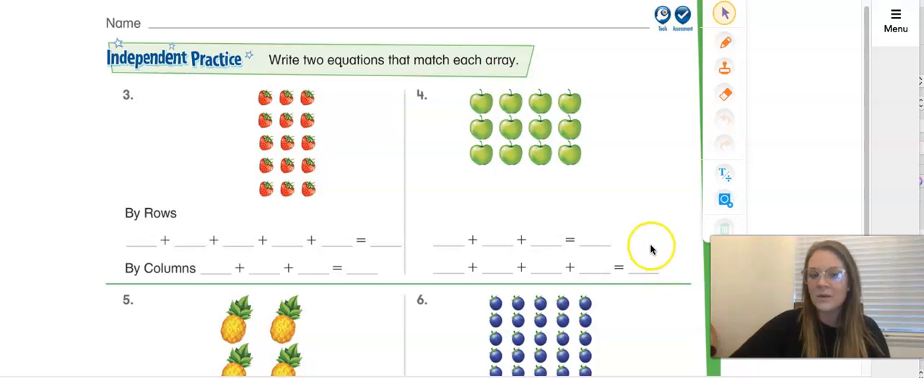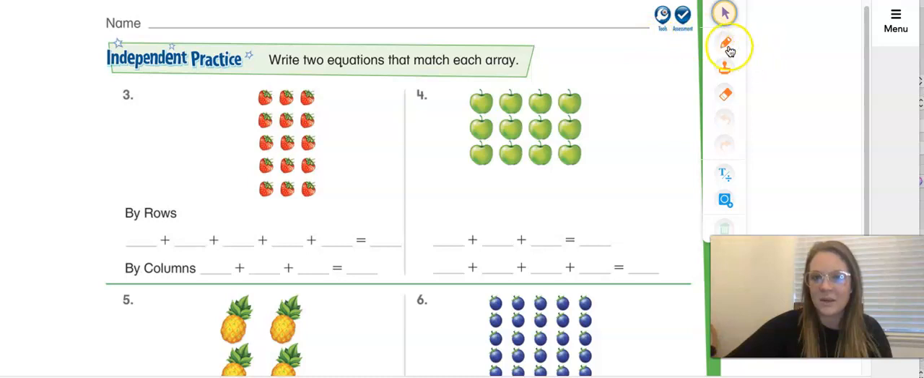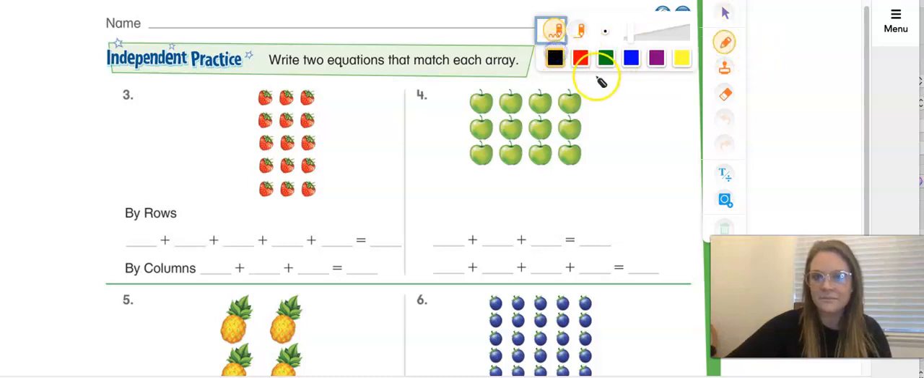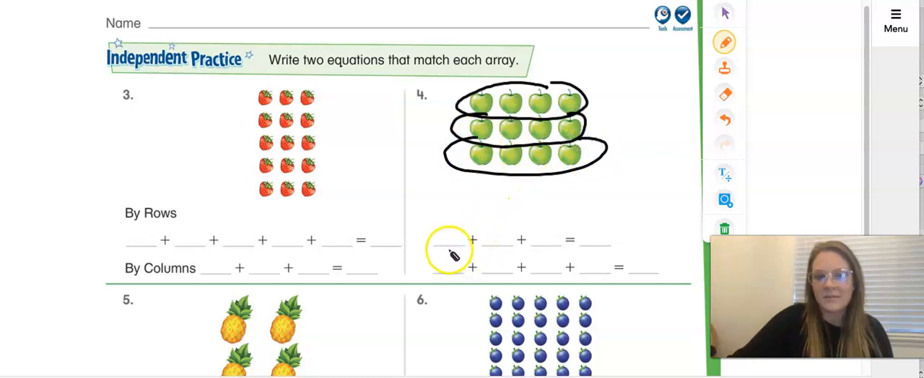Remember, we want to write one equation where we're adding our rows, and then the second equation where we're adding our columns. So I'm going to circle up my rows first. I'm going to grab my pen here. And I'm going to circle up and see how many rows I have. So I have 1, 2, 3. And notice that they gave me 1, 2, 3 lines to add.